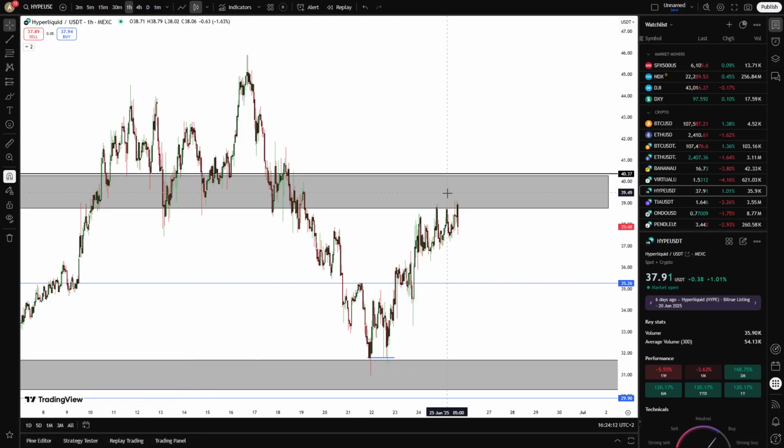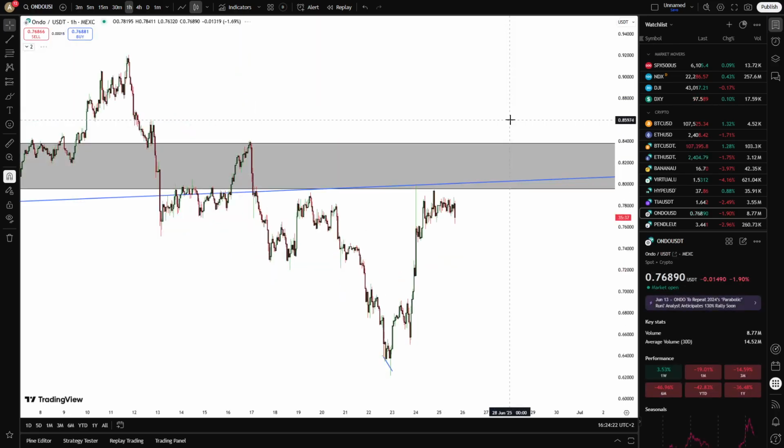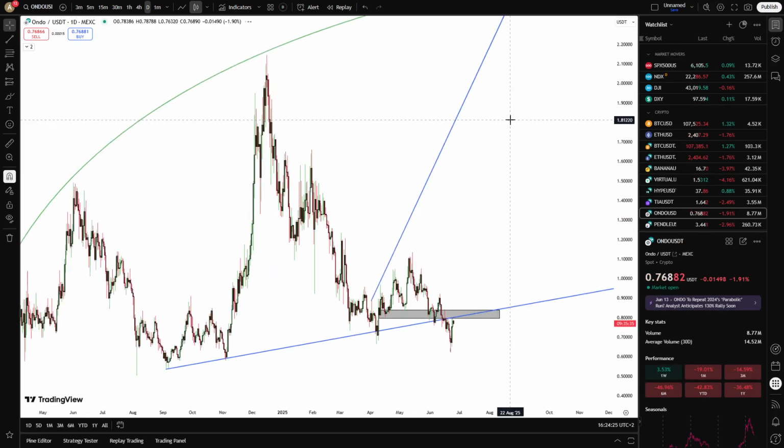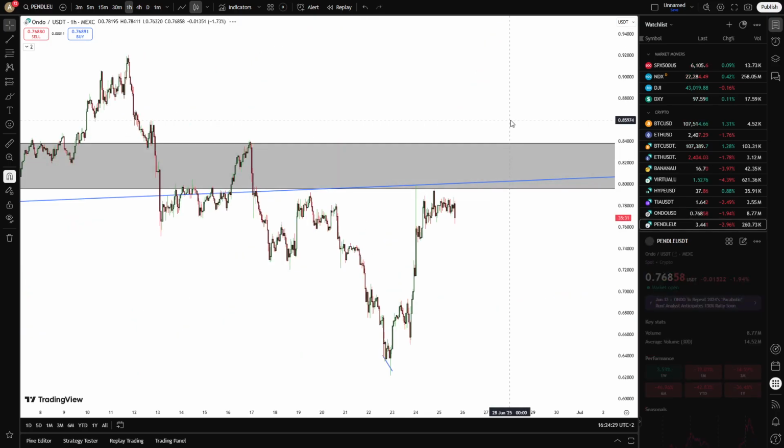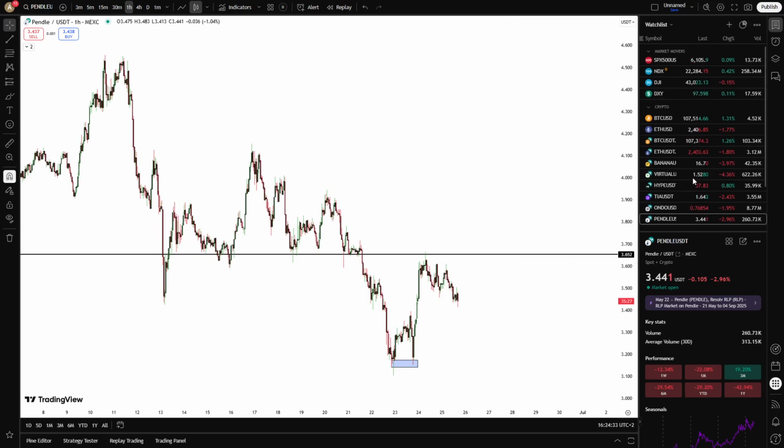So, of course, in this case, we want to see those range highs being broken to see some continuation back towards the upside. For TIA, I'm still not trading this. Although, I still want to see that level getting reclaimed, but I am still majorly bullish on Ondo when we are talking about a higher time frame.